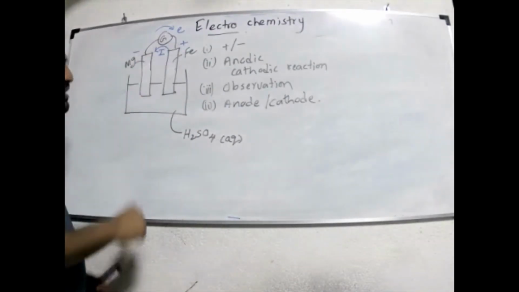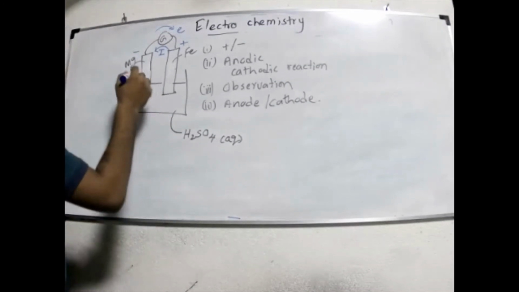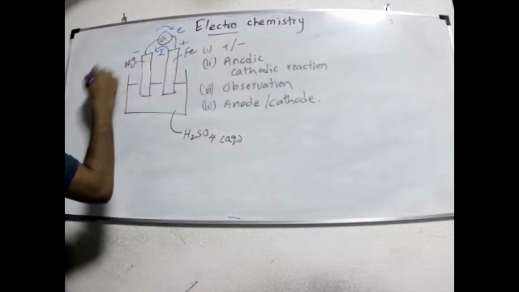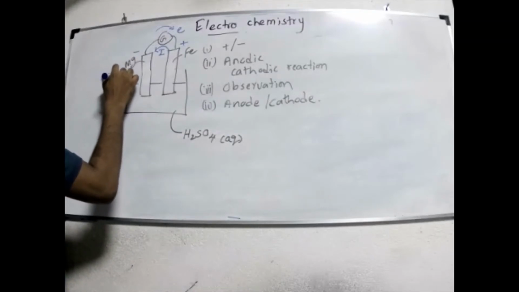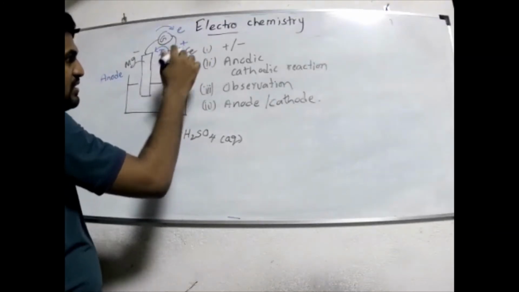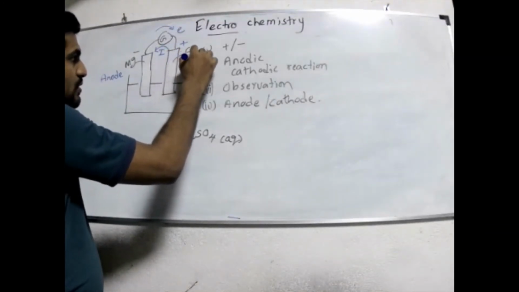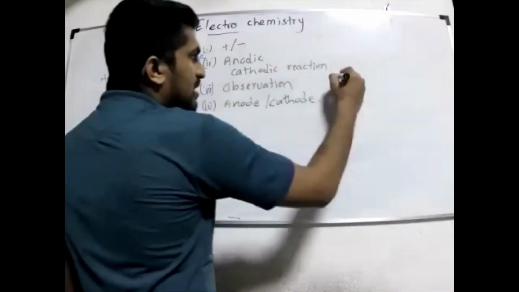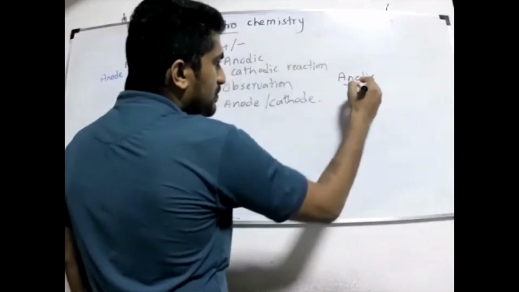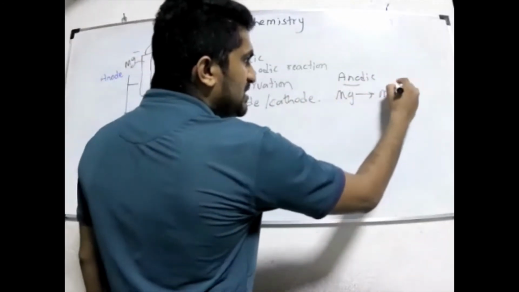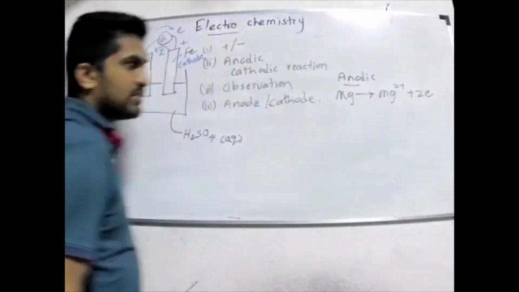Then magnesium is plus, iron is minus. Then which is the anode? Oxidization occurs in magnesium, therefore magnesium is the anode. Iron is positive. Reduction occurs in iron. This we call the cathode. Iron is the cathode. Then if you write the anodic reaction, you can write it as oxidization of magnesium. Magnesium goes into Mg2+ plus 2 electrons.